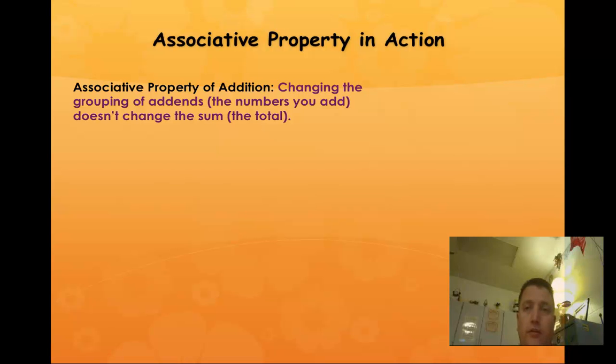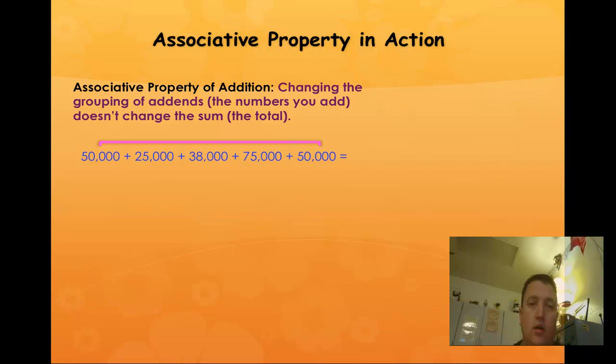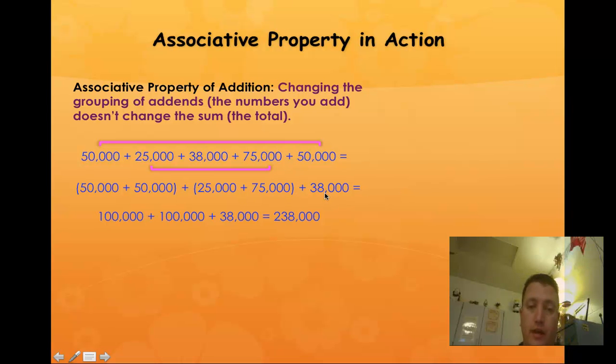Okay, so let's talk about the associative property in action. Let's say I've got this string of numbers here: 50,000 plus 25,000 plus 38,000 plus 75,000 plus 50,000. Well, I look right here, I can take 50,000 plus 50,000, regroup that. I can take 25,000 and 75,000, regroup that, and when I do that, it's going to look like this. By doing this, I combine these easy numbers to add together. 50,000 and 50,000 is 100,000, I've got 100,000 here, and 38,000. When I add all of that together, I get 238,000, and I can do that just working it through in my head. And you can do this with pencil and paper. Just because we talked about it mentally doesn't mean you have to do it that way, okay?